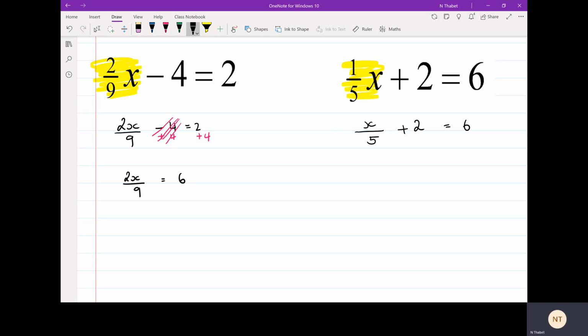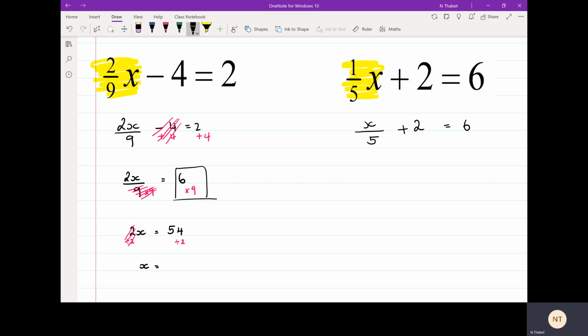The last thing that has now happened is 2x divided by 9. So I'm going to multiply both sides by 9. The divide by 9 times 9 cancel each other out, leaving us with a 2x on this side. And then I've got a 6 times 9, which is 54. And then I'm going to divide both sides by 2. 2 divided by 2 is my 1x.